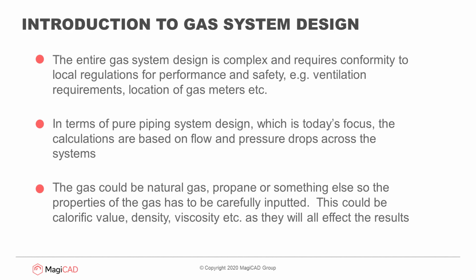That's the main focus of what the calculations are for, and they will include the flow rate and pressure drops across the system as required. The gas we're going to look at today is natural gas, but gases can be anything between natural gas and propane, and you can add all these as you see fit into MagiCAD calculations, but you do need to be careful and make sure you put the right properties into the settings for that.